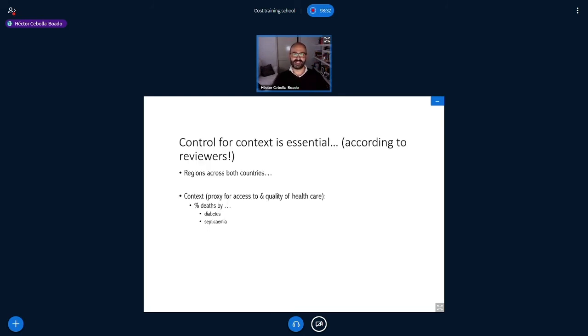In this specific paper, instead of controlling for the country dummies, we have regions across both countries, and regions are very different internally, of course in Spain, but most importantly in Ecuador. And if we want to look for a context variable that will proxy access to and the quality of healthcare, we can think of different variables.